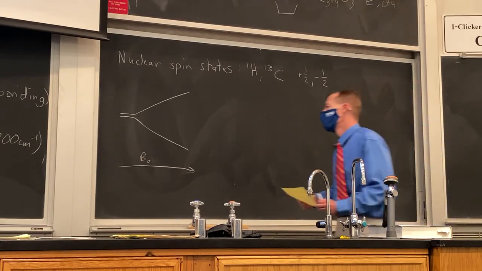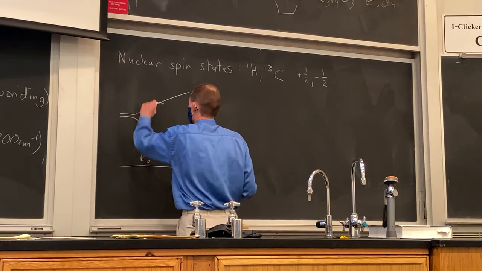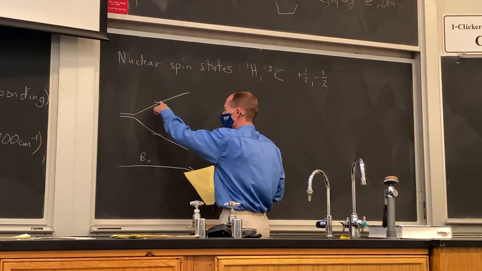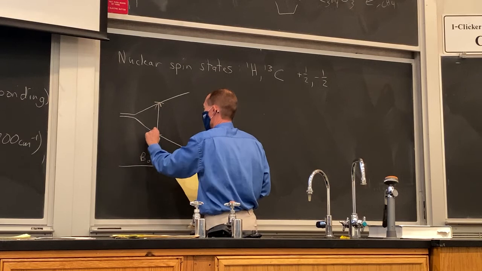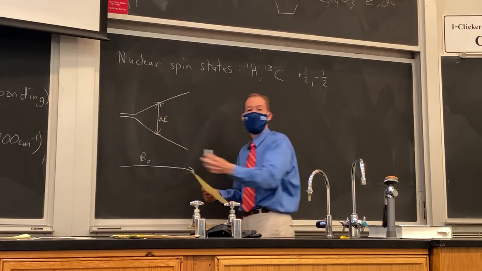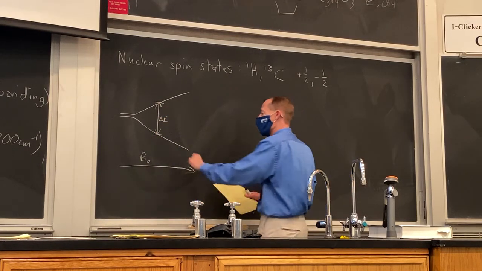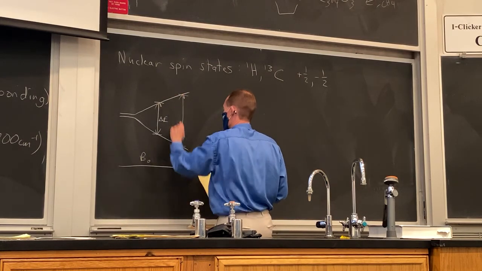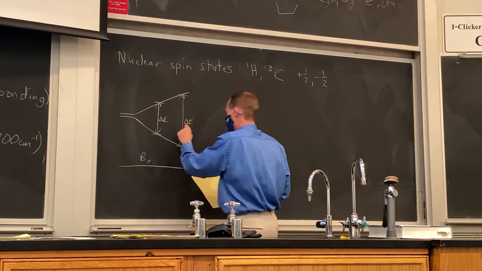Okay? So I'll just show you on this graph. If our magnetic field strength was right here, then our 2 nuclear spin states would be here, and this would be the difference in energy. If we had a stronger magnet, now the difference in energy between those 2 nuclear spin states would be up here. Okay?